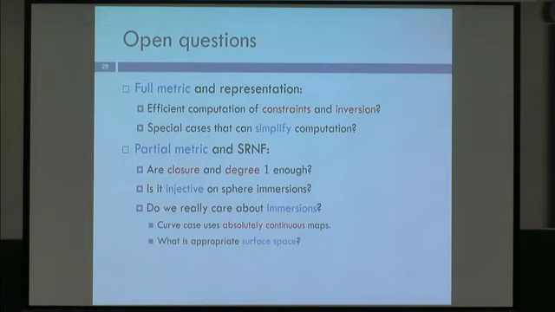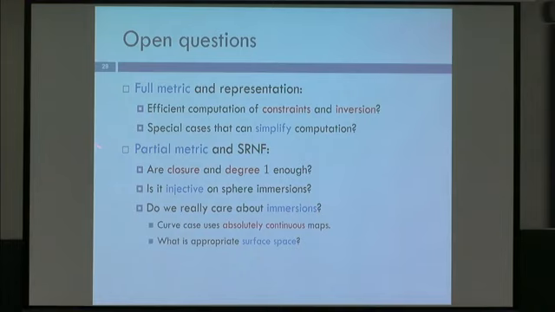However, there are many open questions, which I've mentioned most of. For the full metric, can we actually use it? Can we use the constraints? Can we invert it? We know it's invertible. Can we find special cases that somehow simplify the computations? And then for the partial metric, there are all these technical questions about whether the closure and the degree being 1 are enough to specify the image of the surface space, whether it's injective.